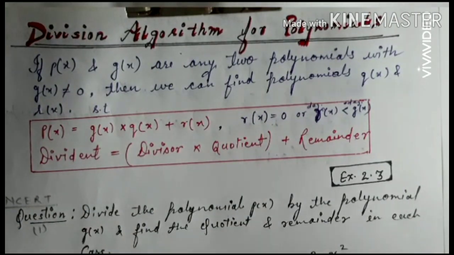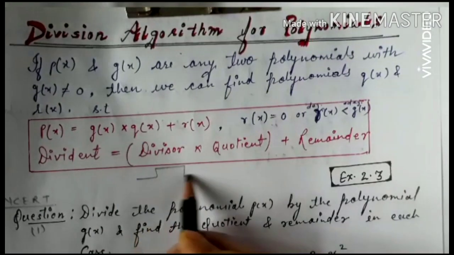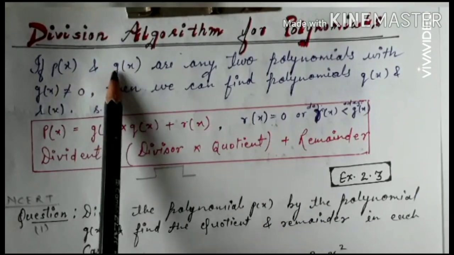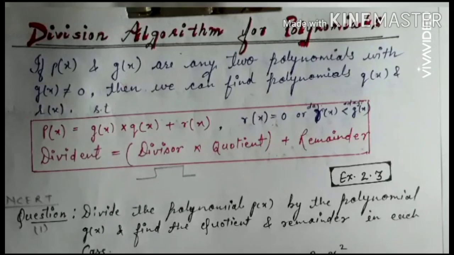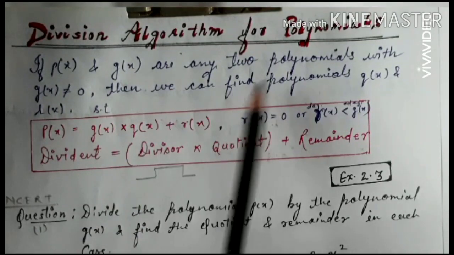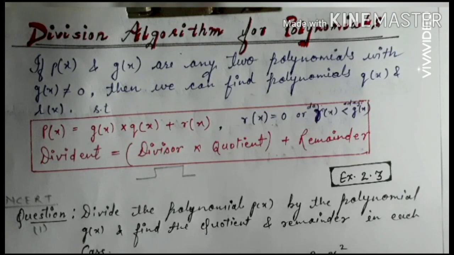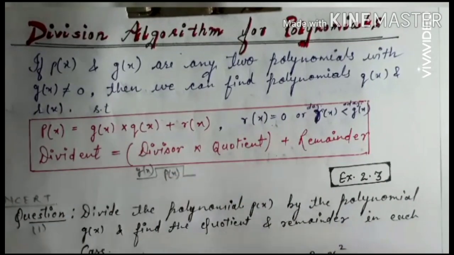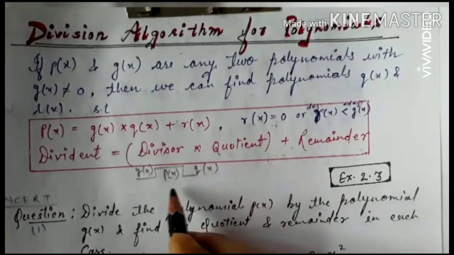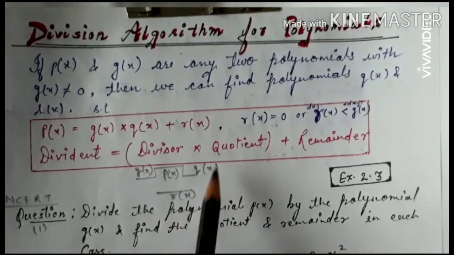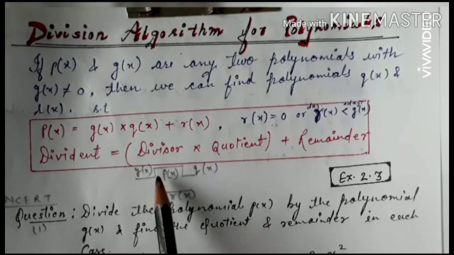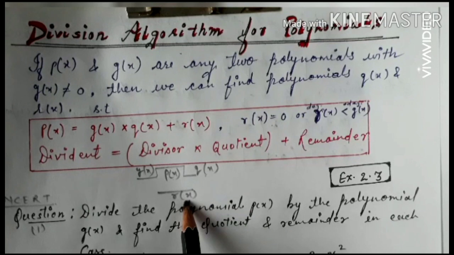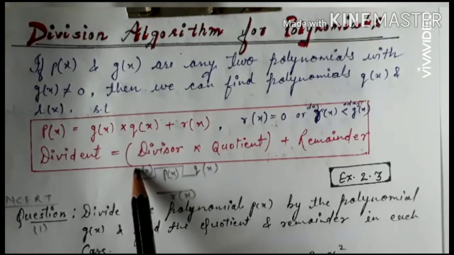As you know, when we divide any number, suppose this is about a polynomial. Suppose we have taken p(x) and g(x) as two polynomials with g(x) not equal to 0. Then we can find polynomials q(x) and r(x), where we divide p(x) by g(x). Obviously we will get some quotient and some remainder. This is the general long division method. When we divide any number by any other divisor, we get a quotient and also a remainder. The remainder can be 0, or its degree is always less than that of g.